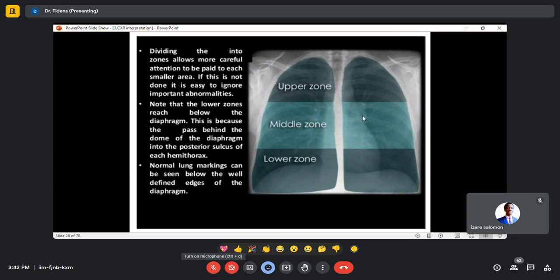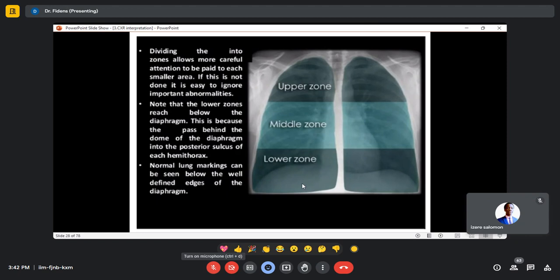Now when you're looking at the lung, you have to compare the upper zone on the right side and the left side, and see if there is any difference, any asymmetry in size, any opacity. And the middle zone, you do the same. You compare right and left, the same as the lower zone. Compare the left and right.